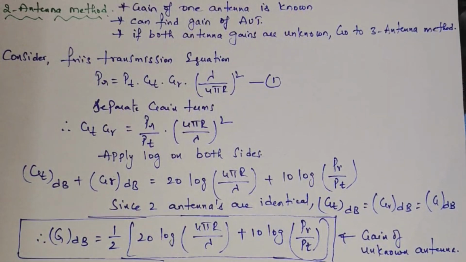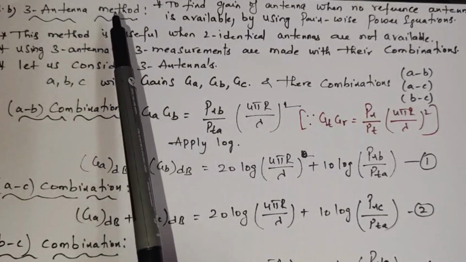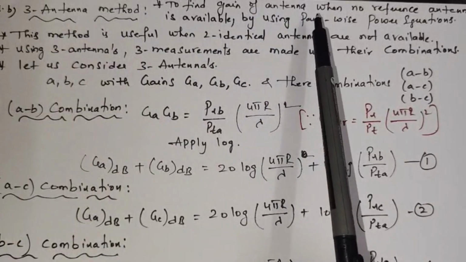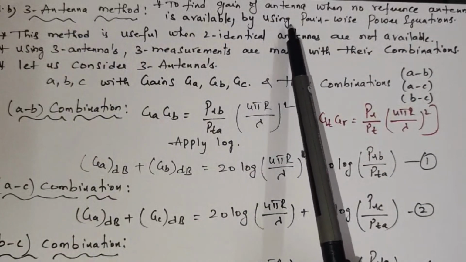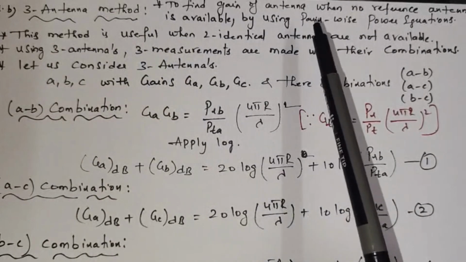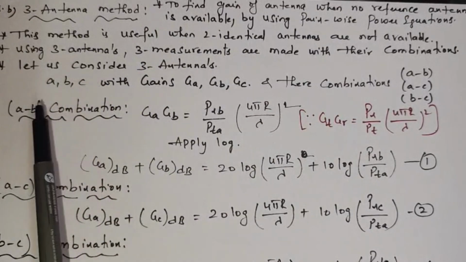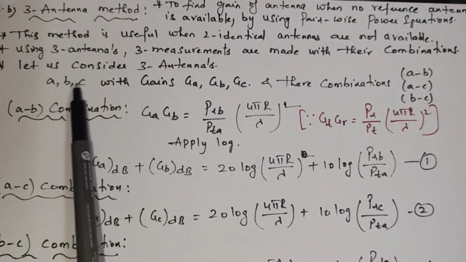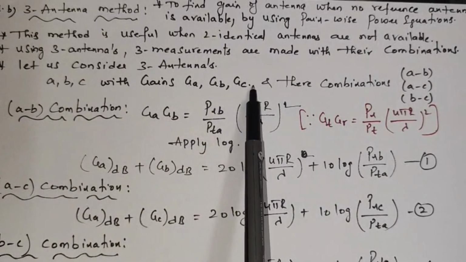Now we will be discussing the three antenna method. I already said that to find the gain of an antenna when no reference antenna is available, in this case by using pairwise power equations we can find the three unknown gains of the antennas. Let us consider the three antennas. Let A, B, C be the three antennas. Their gains are GA, GB and GC.